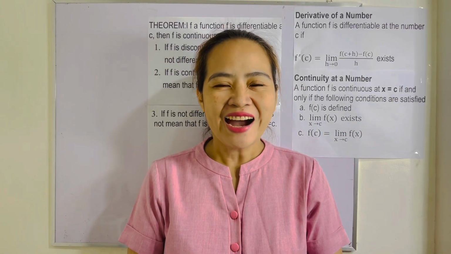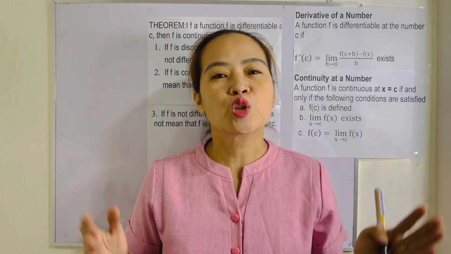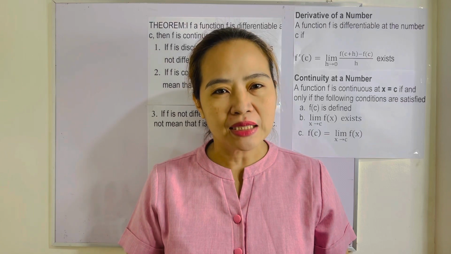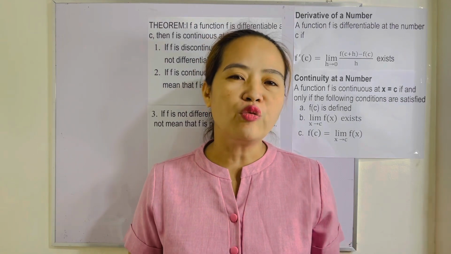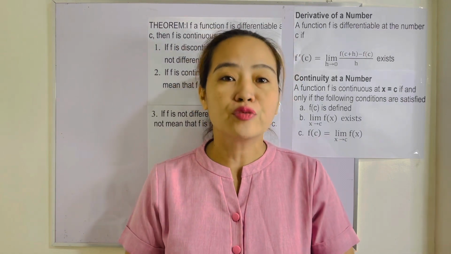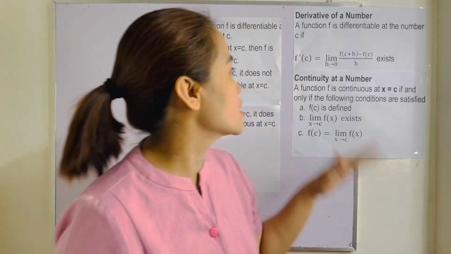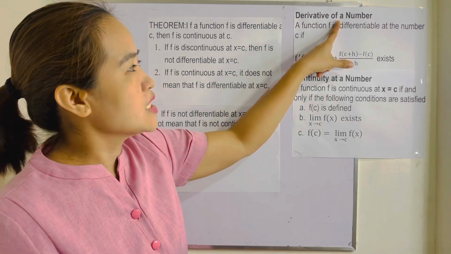My channel. Our most essential learning competency in this session is to determine the relationship between differentiability and continuity of a function. Let us recall first the definition of the derivative of a function at a number, and of course continuity of a function at a given number. Let's do it.